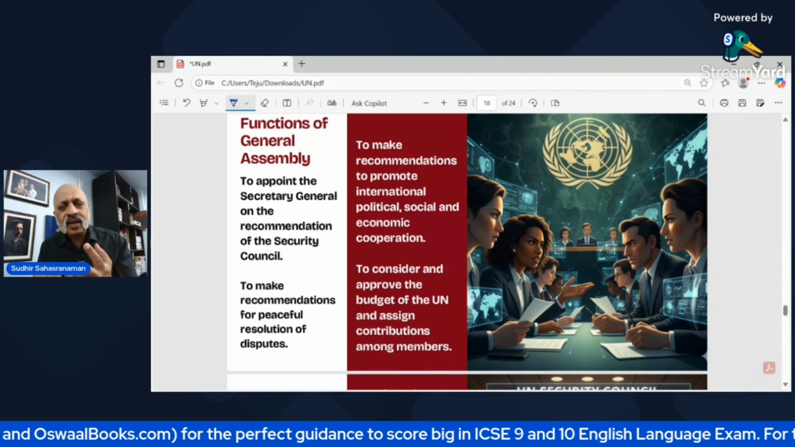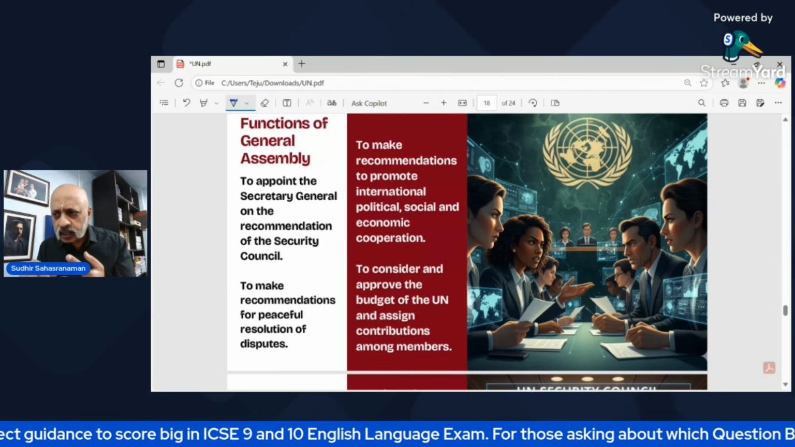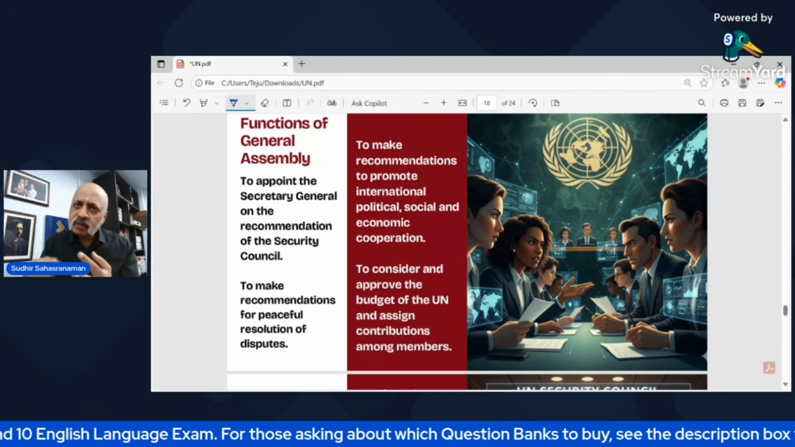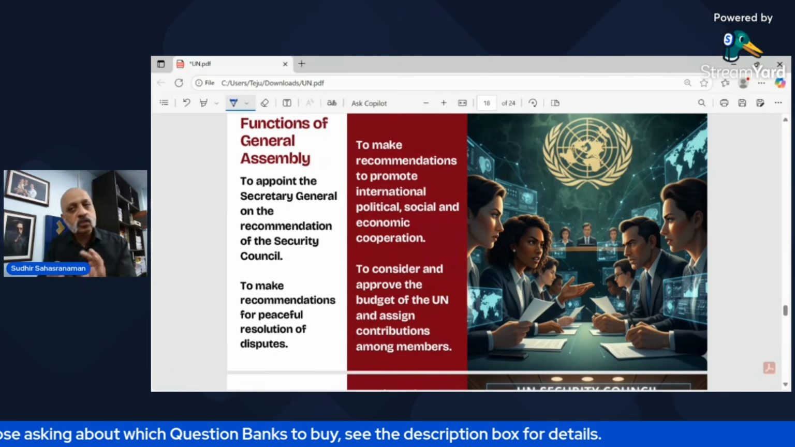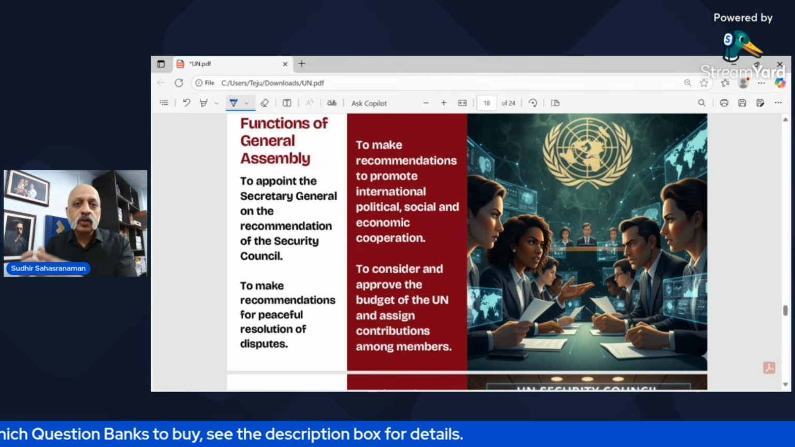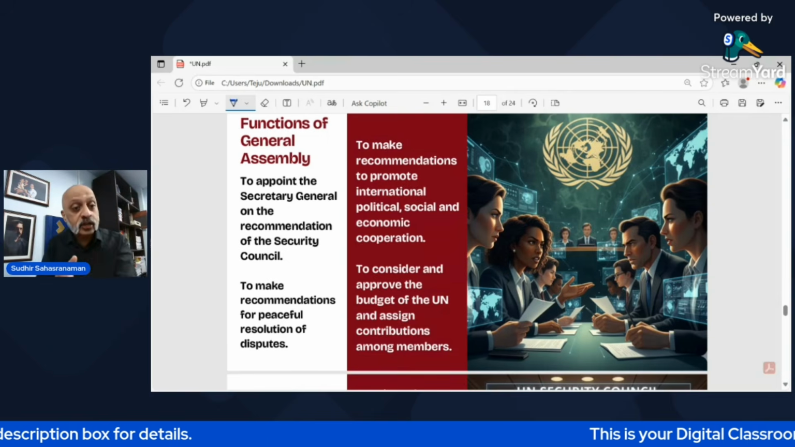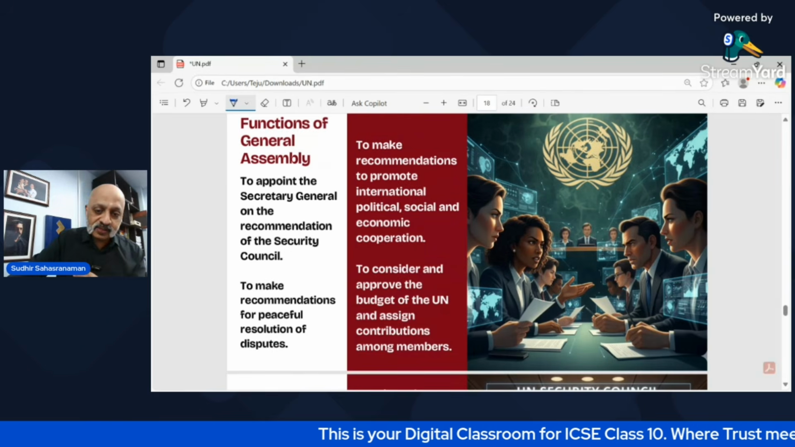So they would have other functions, like, they will receive reports from the Security Council. They will discuss any question about any kind of international dispute. They will focus on cooperation. But these are the four main functions that you need to focus on. You also read the rest of them in your book. But as I said, if a 3-mark question comes or a 4-mark question comes, ensure that these four should definitely be there as part of your answer.